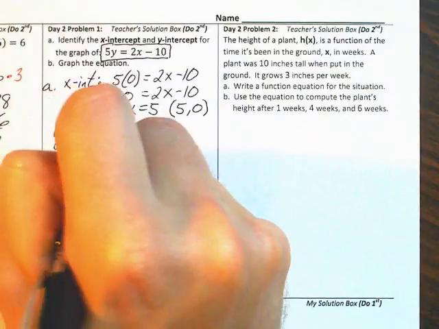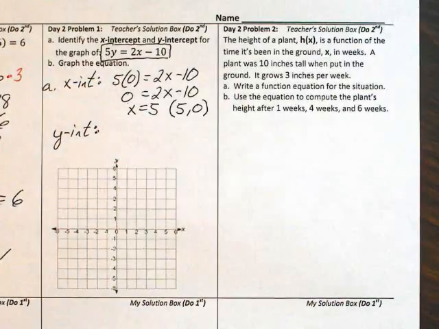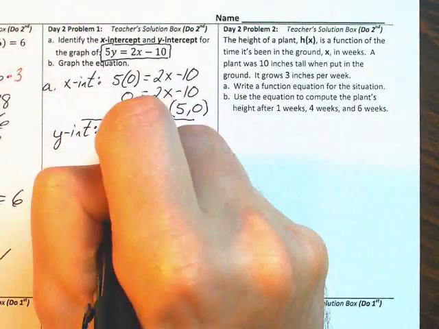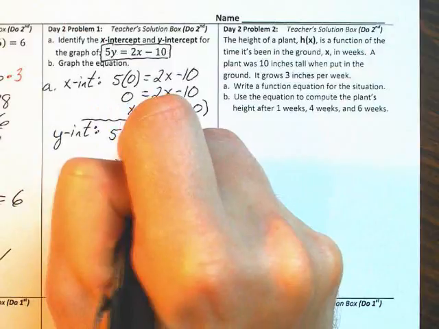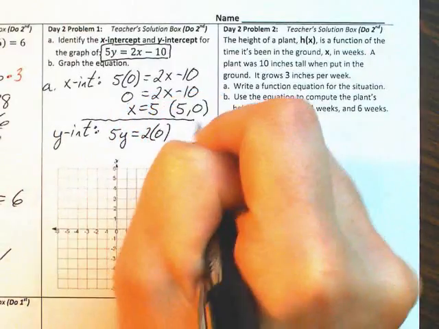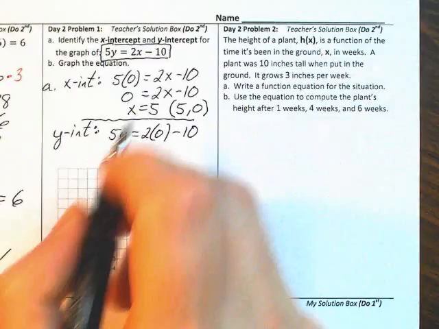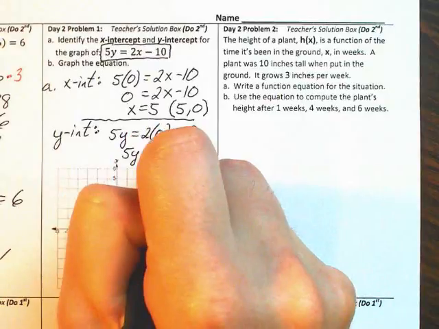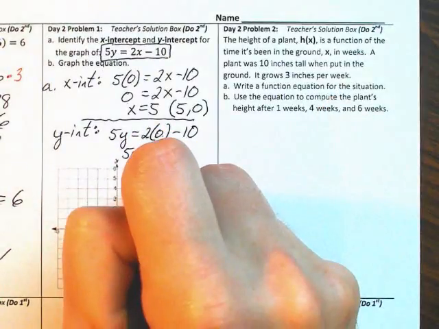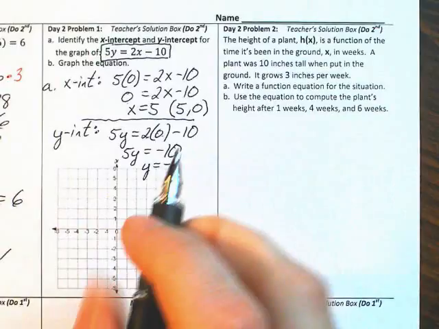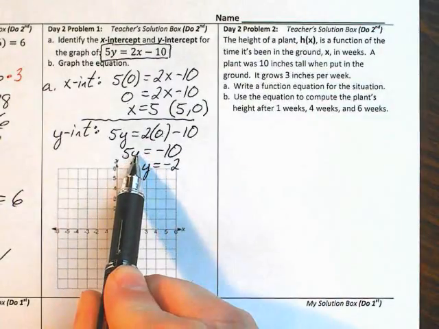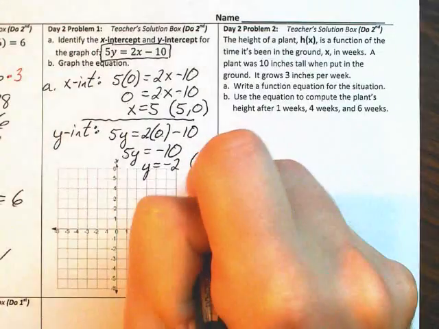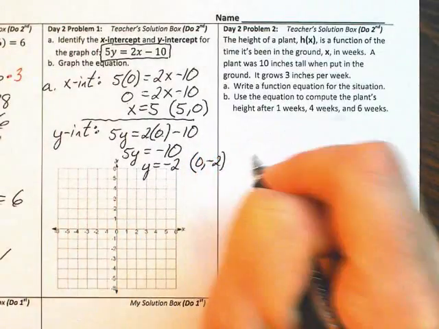Now for the y-intercept. We can find this by substituting a 0 in place of x. And so 5y equals 2 times 0 minus 10. 2 times 0 is 0, so this is 5y equals negative 10. And then y must equal negative 2, because 5 times negative 2 is how this could equal negative 10. As an ordered pair, this is (0, negative 2).